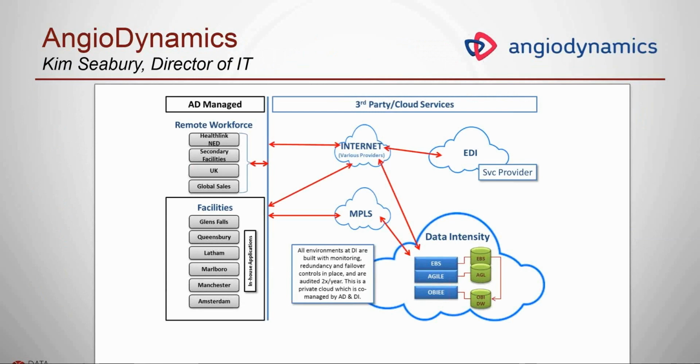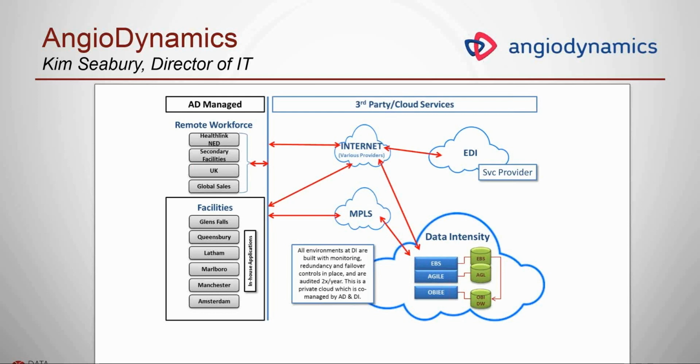Agile is what we use for our quality management software, and we also use OBI for reporting. Our Oracle environment is also connected to other applications that run critical pieces for us, such as transportation management, custom software used in our manufacturing processes, payroll, and EDI. And I also mentioned earlier that we serve a global workforce.